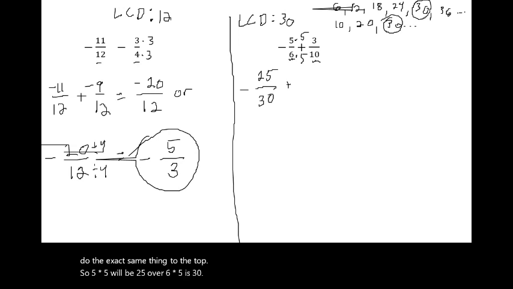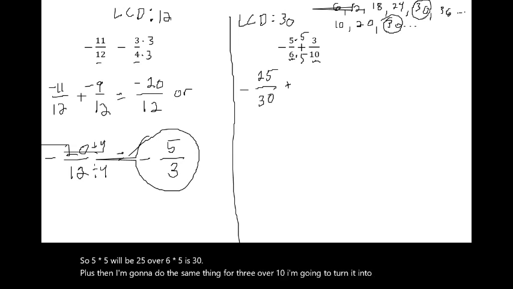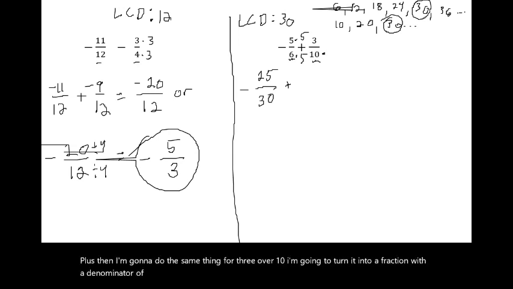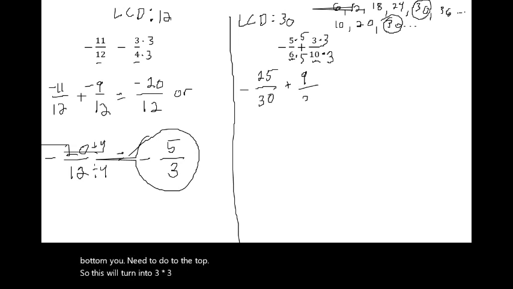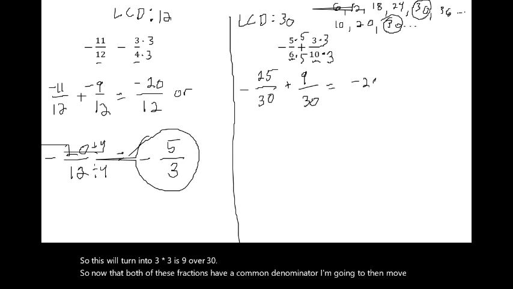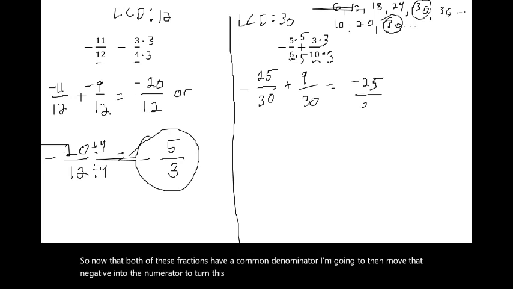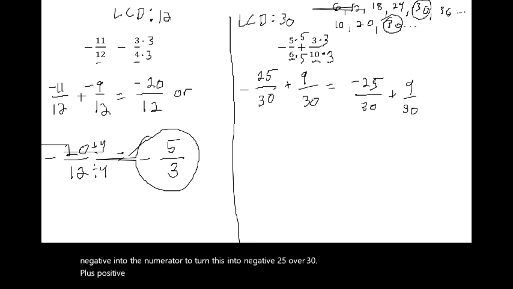Plus, then I'm going to do the same thing for 3 over 10. I'm going to turn it into a fraction with a denominator of 30. So I'm going to multiply 10 by 3 to turn it into 30. Whatever you do to the bottom, you need to do to the top. So this will turn into 3 times 3 is 9 over 30. So now that both of these fractions have a common denominator, I'm going to then move that negative into the numerator to turn this into negative 25 over 30 plus positive 9 over 30.